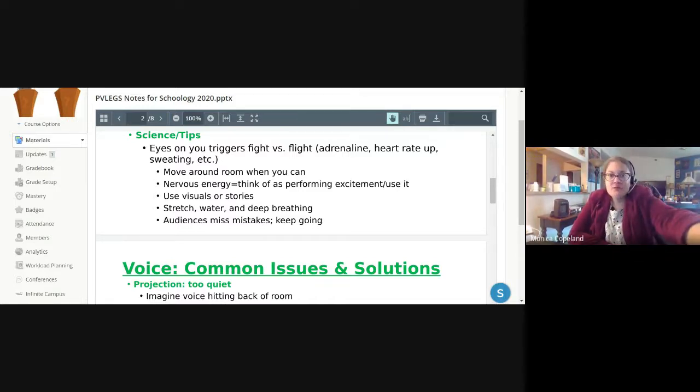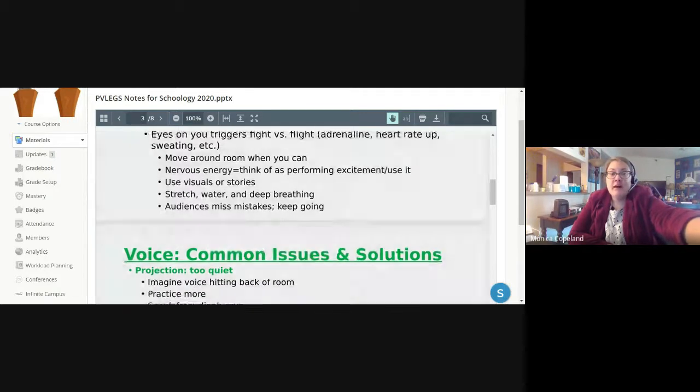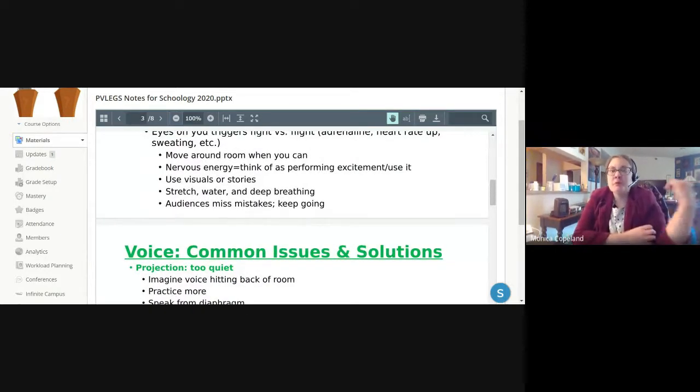Another tip for poise is stretch. A lot of times lactic acid will build up in our muscles when we're nervous, and you don't want that. It's not a good thing to have. Water, of course, is the main element we're made of, so that's very useful when you're speaking. I would suggest water in little sips before you speak so you don't do that down-the-wrong-throat accidental thing. I've seen that a couple times. Deep breathing, of course, is another good one for poise.